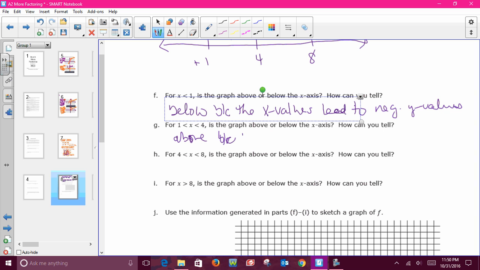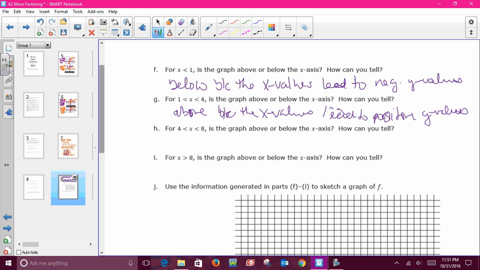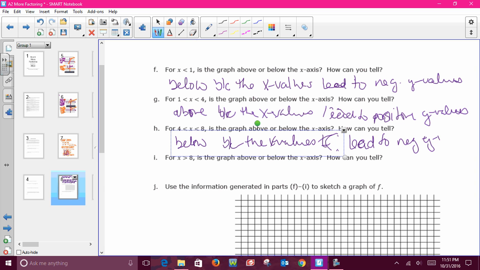And that would be because the x values lead to positive y values. So between 4 and 8, it'll be negative again. So that means it's below the axis because the x values lead to negative y values.